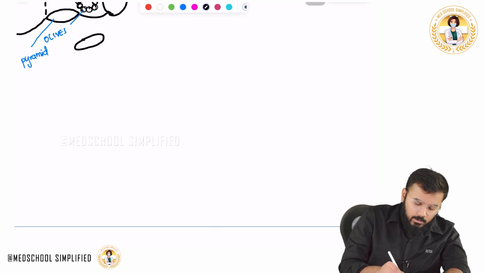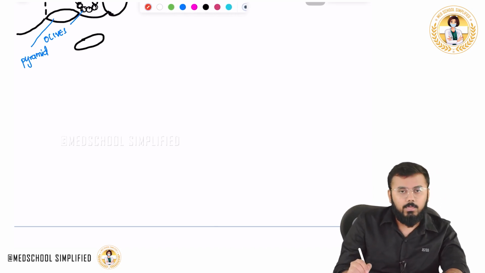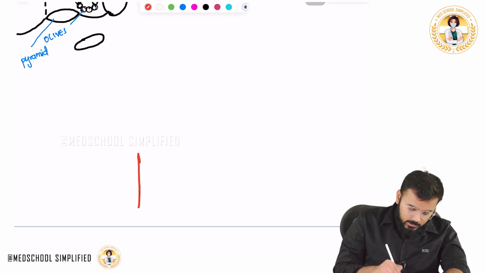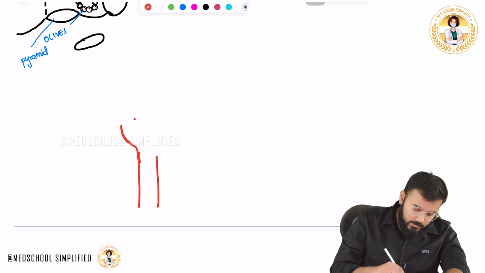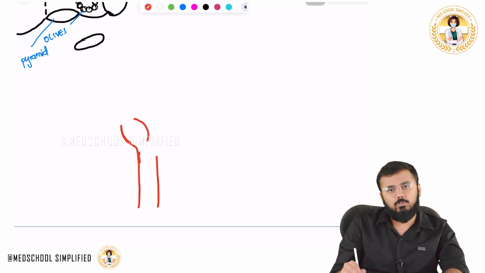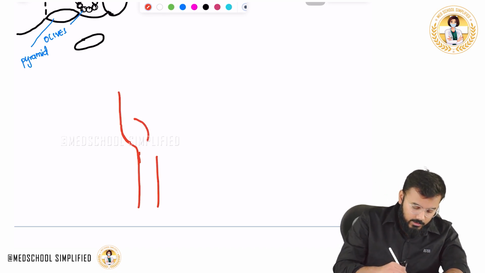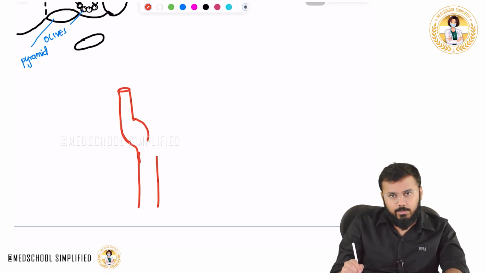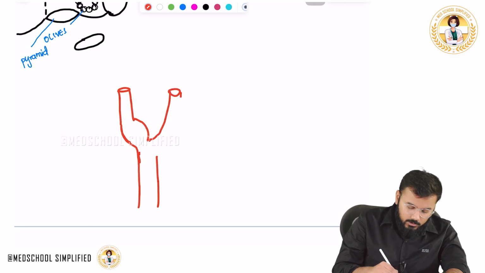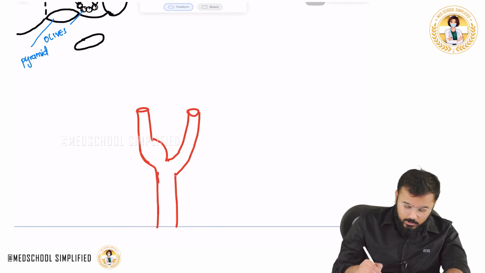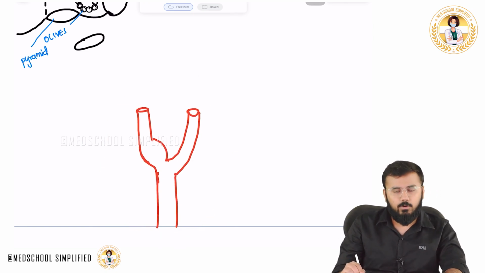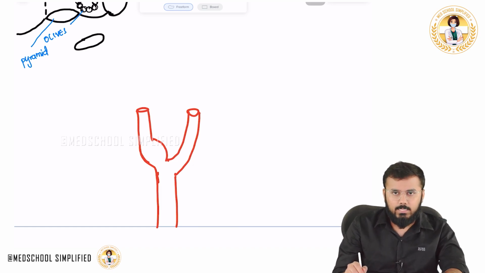Next, down here you have your common carotid artery. This common carotid artery has this particular structure. This is called your internal carotid artery. Now this internal carotid artery has a swelling over here, and this is called your external carotid artery. So one is your internal carotid artery which has a swelling, and the other one is called your external carotid artery. This swelling over here on the internal carotid artery is called the carotid sinus.